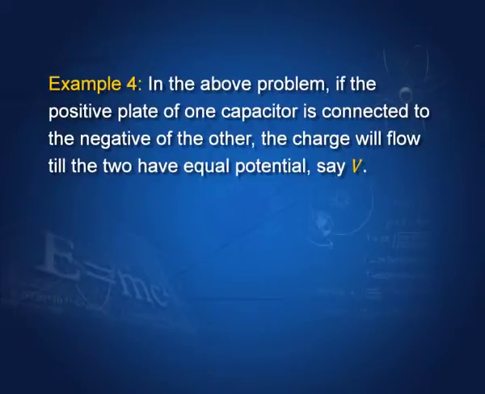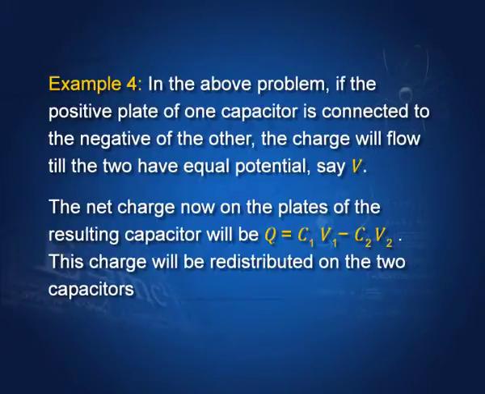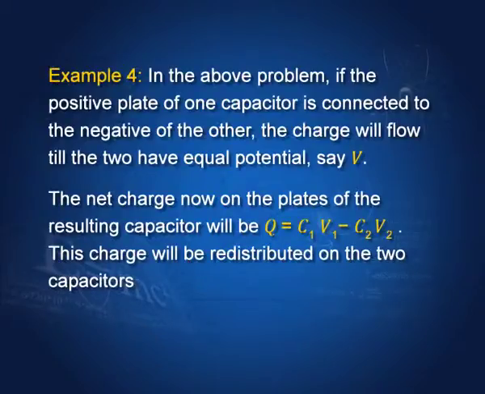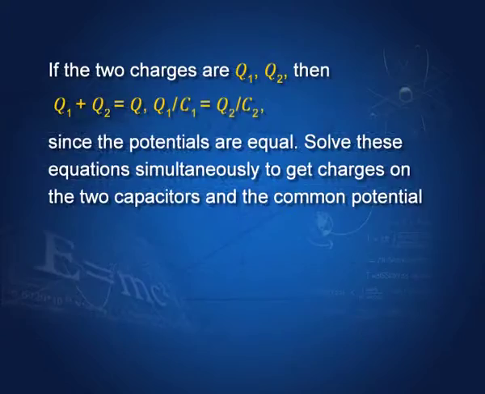In the above problem, if the two were connected in series, and they were allowed to have connection between them, then the charge would be C1 V1 minus C2 V2, the total charge. Therefore, the total charge is Q1 plus Q2 equal to Q, and the common potential is equal to Q1 by C1 equal to Q2 by C2. We can solve these equations and get Q1 and Q2, and we can find out whether the energy increases or decreases.